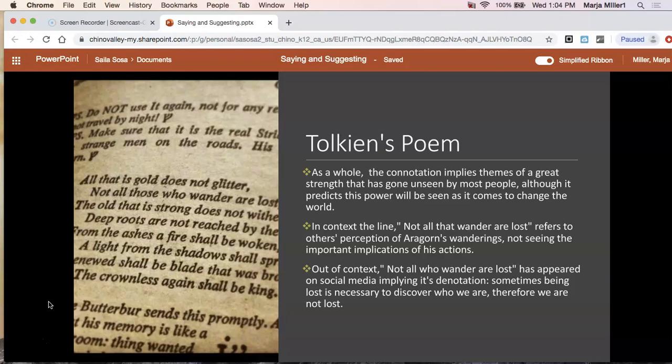Again, this is J.R.R. Tolkien's poem from the book The Fellowship of the Ring. Yeah, first one in the Lord of the Rings series.